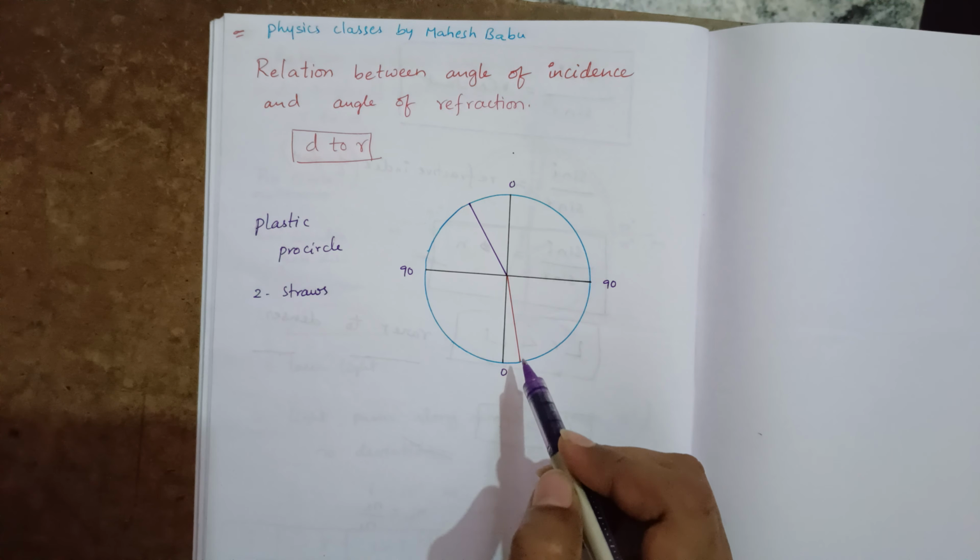Now the first straw, which is placed on the downside, we should adjust to 10 degrees. One is above the horizontal line, one is below the horizontal line. The one placed below should be arranged by making 10 degrees with the normal. It is showing 10 degrees.